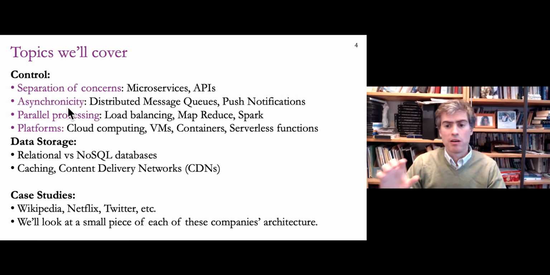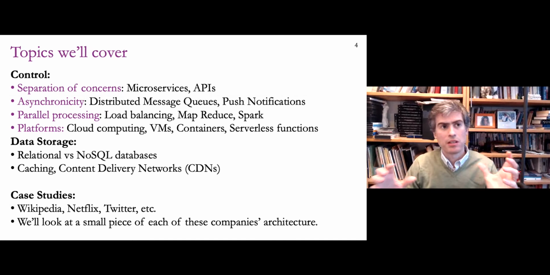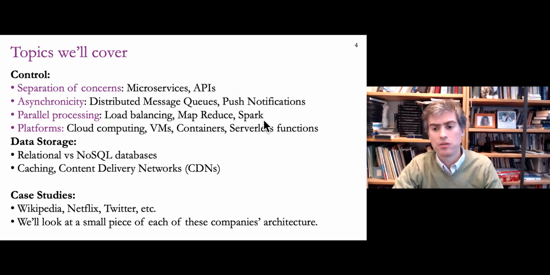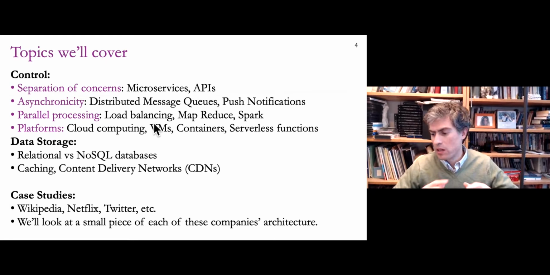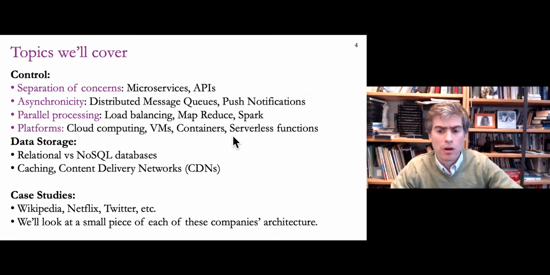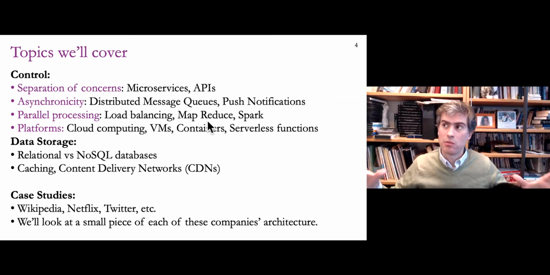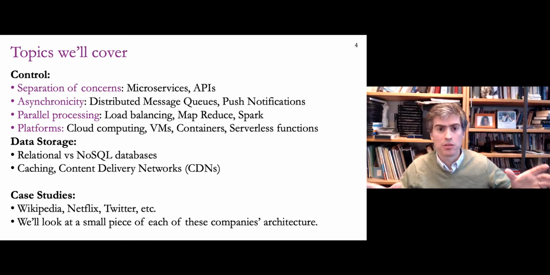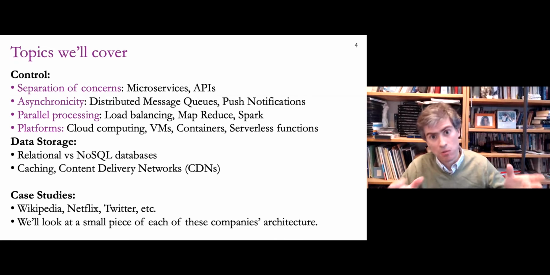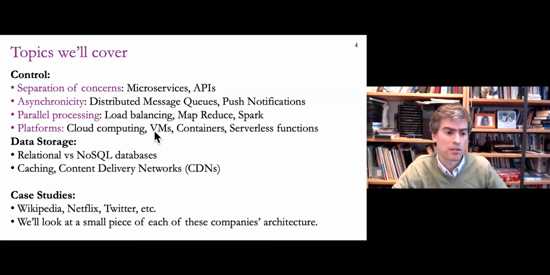Asynchronicity is the idea that you have things that happen at different times, and coordinating that with either message queues or push notifications. We'll talk about that for a while. Different kinds of parallel processing: either load balancing, where you have a lot of workers in parallel working on kind of the same kind of work, or more complex systems like MapReduce and Spark that use a lot of computers to solve one big problem, as opposed to having a lot of computers solve a lot of instances of small problems. That's what load balancing does.